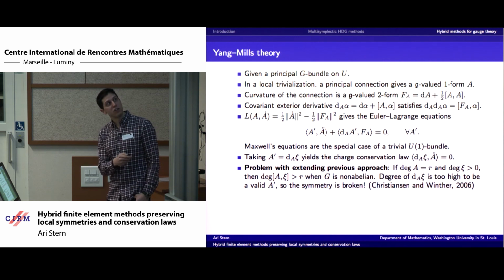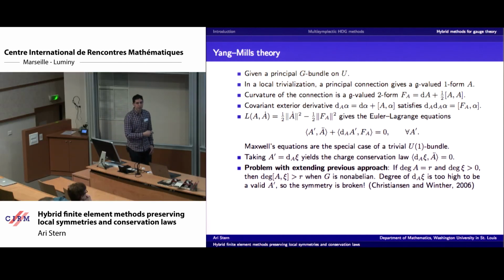So this thing I need to do for my symmetry, taking A prime as d_A of xi, is no longer a valid choice of A prime. Basically, what is normally a symmetry transformation for the exact system increases the degrees of my polynomials, and therefore it's not a symmetry at all. It takes me outside the space that I'm looking for solutions and variations in.